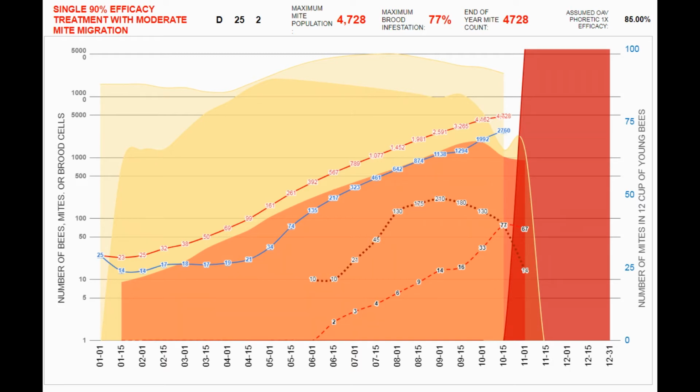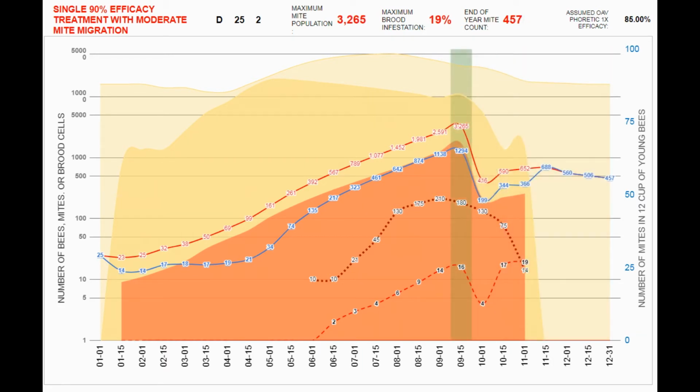So let's go back to that. Back up here a little bit. 19%. That's on September 15th. Now it's not the lowest maximum. It's not the lowest of the maximum mite populations, but it's the lowest of the brood infestation. It seems like a very good candidate to me because it also drops the infestation rate in the potential winter bees to its lowest potential.